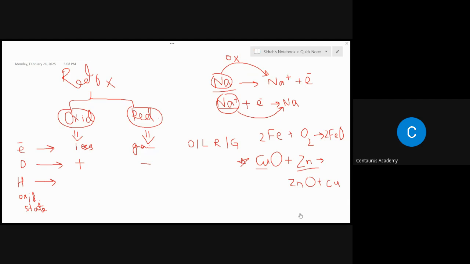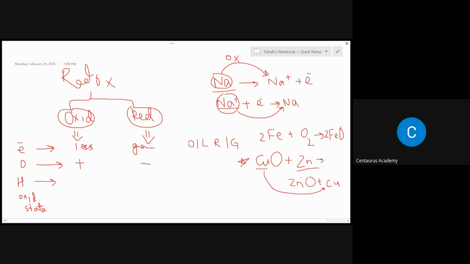Ma'am, zinc has been oxidized and copper has been reduced. Yes, very good. And what is your explanation going to be? Because copper oxide has lost its oxygen and it has been gained by the zinc. Yes, very good. So this is going to be your explanation for the answer.